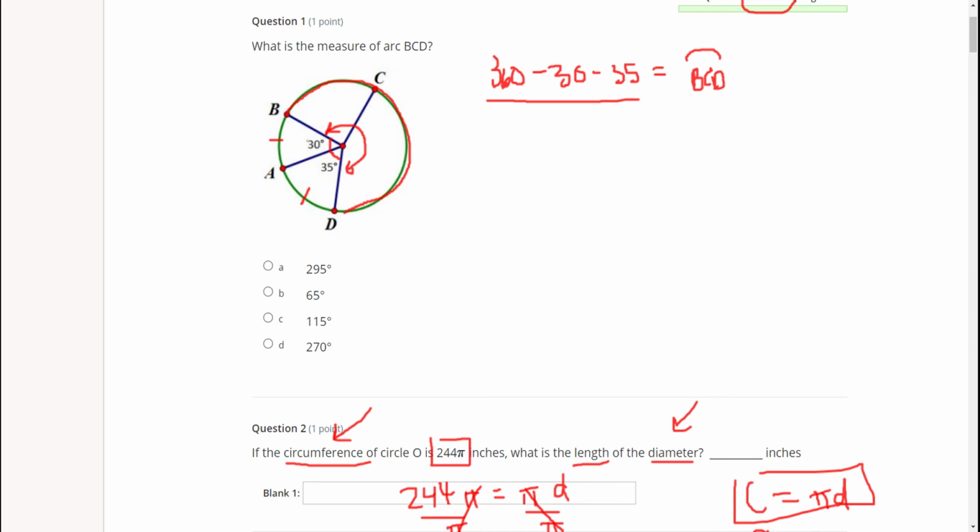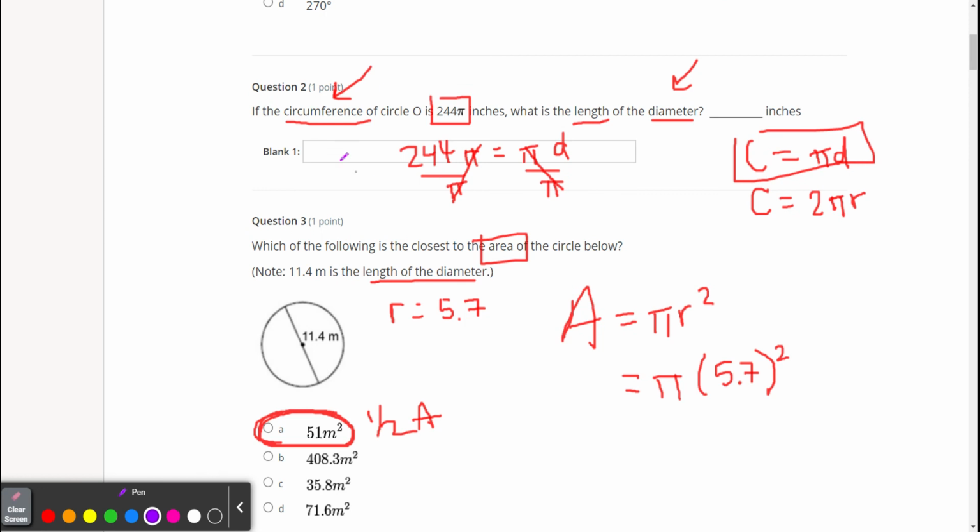So with number 2, if you know 30 and 35, then the rest of the 360 is what you're looking for. Arc BCD. So from B past C all the way to D, you're going to do 360 minus 30 minus 35. Oh, that is number 1. My bad. Number 2, if the circumference is 244 pi and the equation is C equals pi D, then 244 pi equals pi D. You divide by pi and you get 244 equals D.